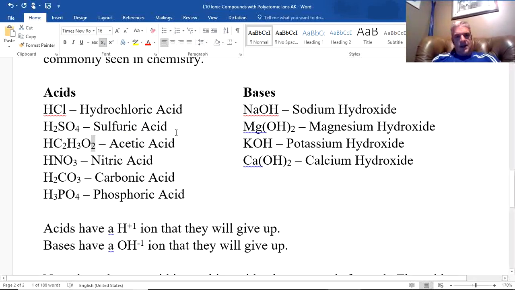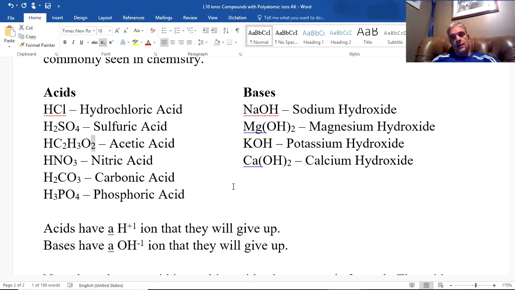And then nitric acid, which is HNO3, carbonic acid, H2CO3, and then phosphoric acid, H3PO4. Those are all acids. And one of the things you'll notice is they all start with an H. They have a hydrogen that they're willing to give up. They're willing to get rid of it, and that's what makes them acids.